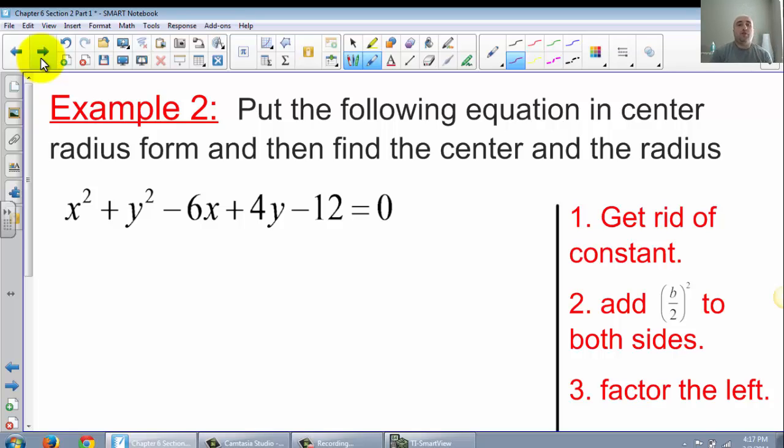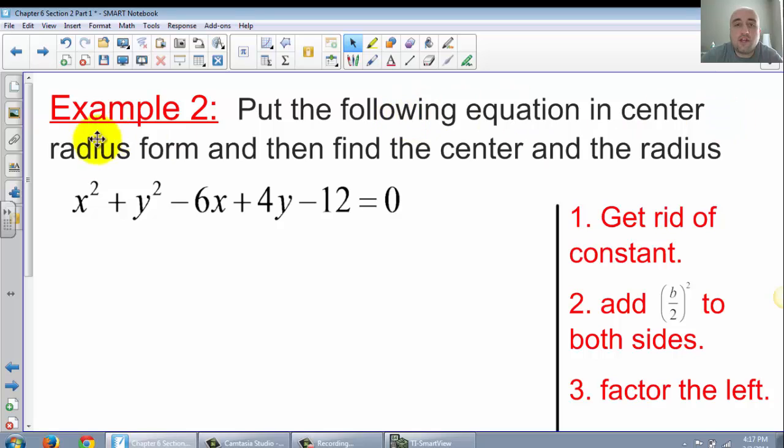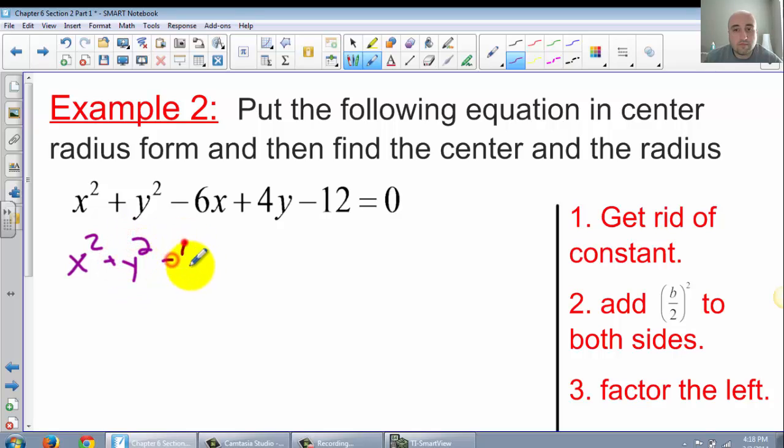All right, so example 2 kicks it up a notch, definitely. Okay, it says put the following equation in center radius form and then find the center and the radius. Okay, so what I've done here is listed the steps on the side. There are 3 steps. Okay, so step 1 says to get rid of the constant. So I need to take negative 12 off of the left and put it on the right. So I'm going to add it to both sides. So I'm going to equal it to 12 because I'm going to add 12 to both sides.